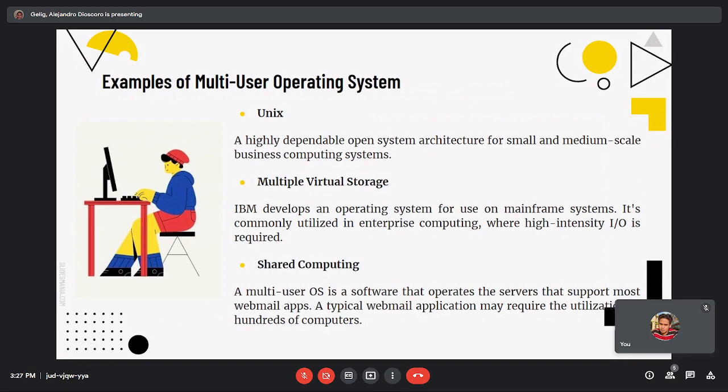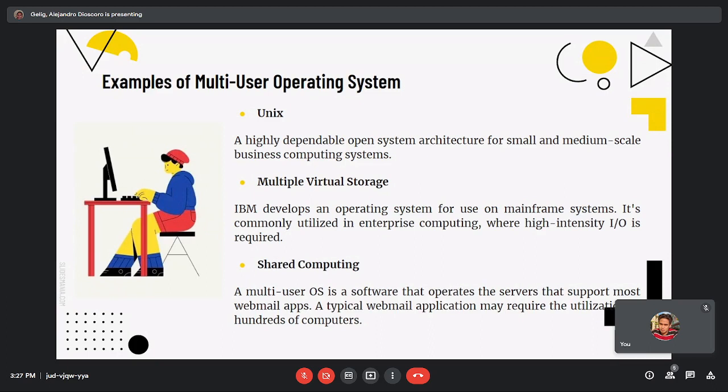We also have multiple virtual storage, where IBM develops an operating system for use on mainframe systems. This is commonly utilized in enterprise computing and the aviation business, where high-intensity input and output is required.